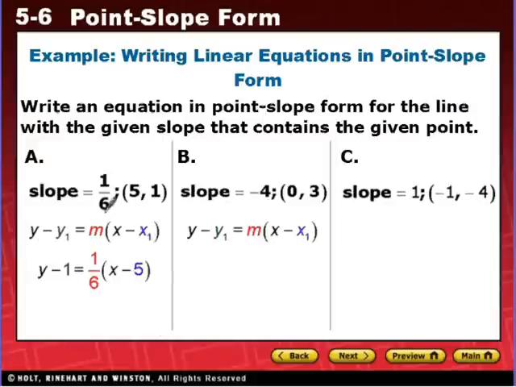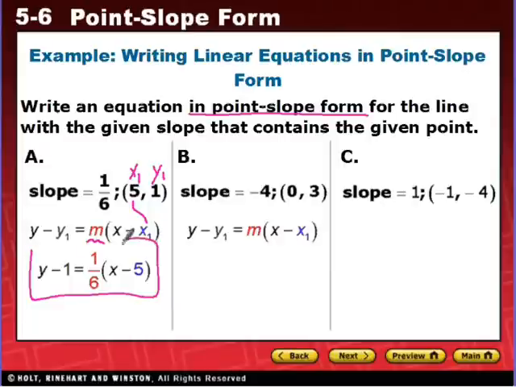So if the slope is 1/6, I plug it in for m. And the point is 5, 1. 5 goes in for x1. 1 goes in for y1. And if they're asking you to give it in point slope form, then this is it. You're done. It looks unfinished. I know. Don't panic. If it asks for it in point slope form, it should look unfinished.